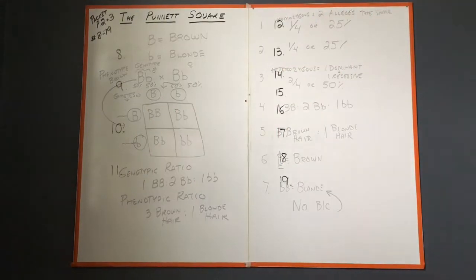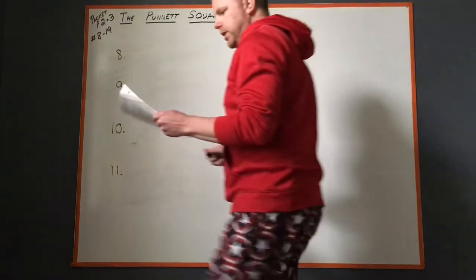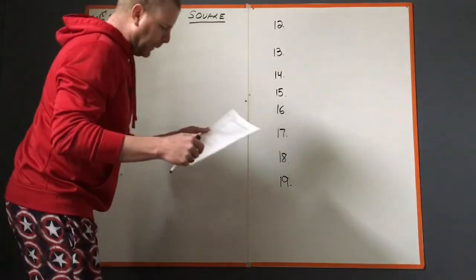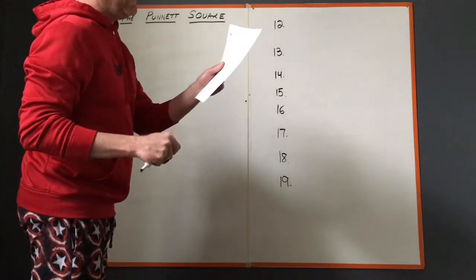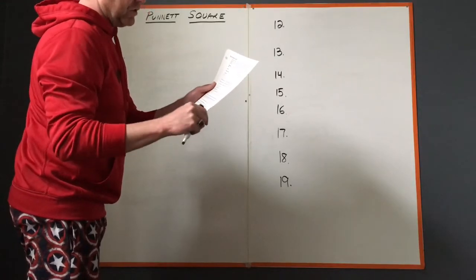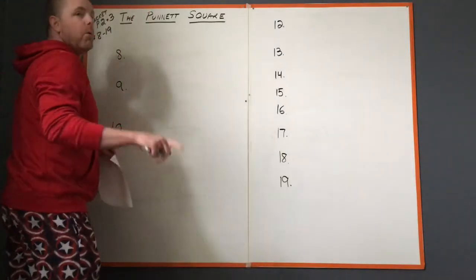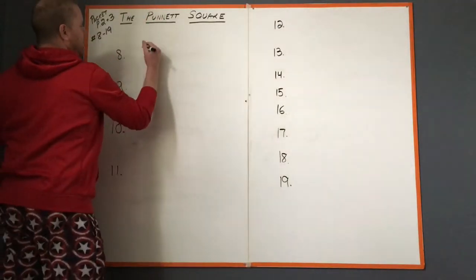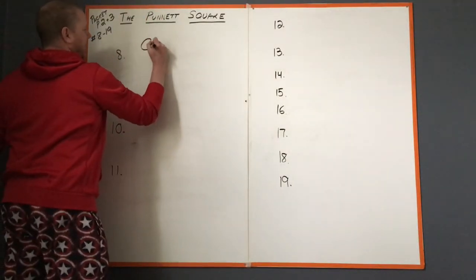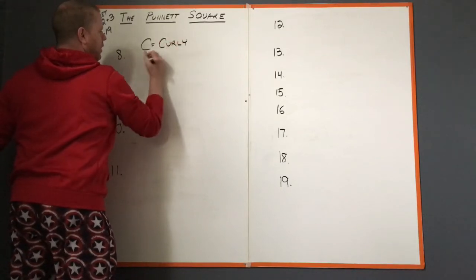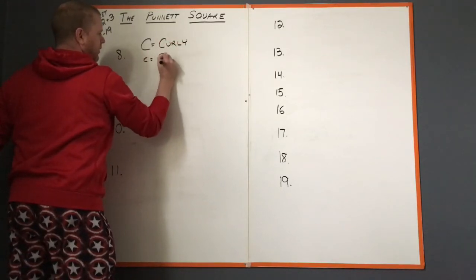All right, now we're going to attack numbers 8 through 19 on pages 2 and 3. So here we go. Number 8 says, if curly hair is dominant to straight hair, what letters would we use? Well, we always use the letter of the dominant trait. In this case, that's curly. So what we do is we set up big C to equal curly hair, and we set up little c to equal straight.